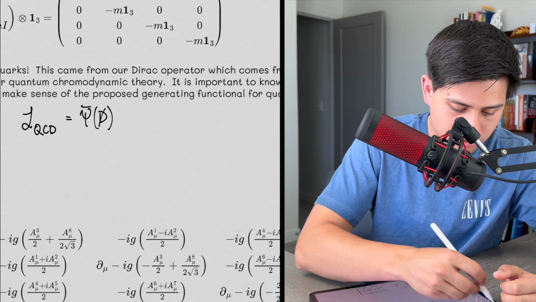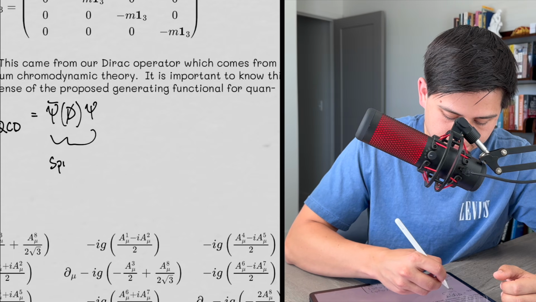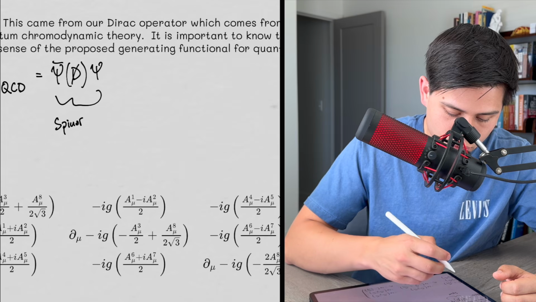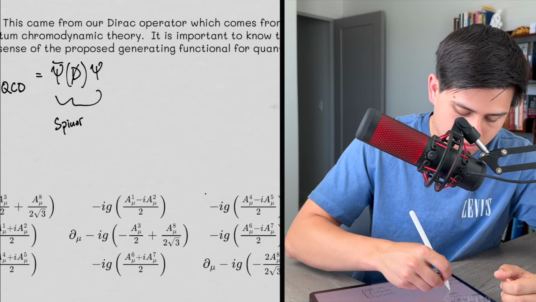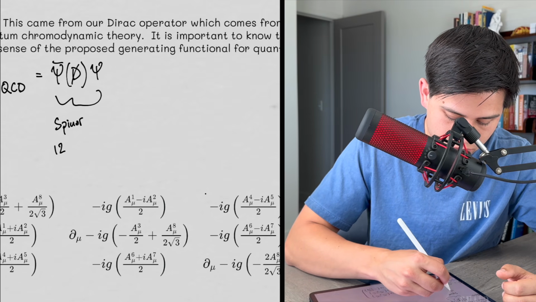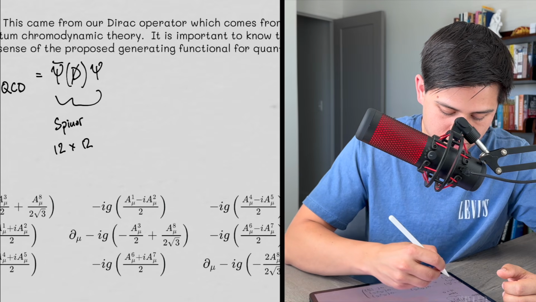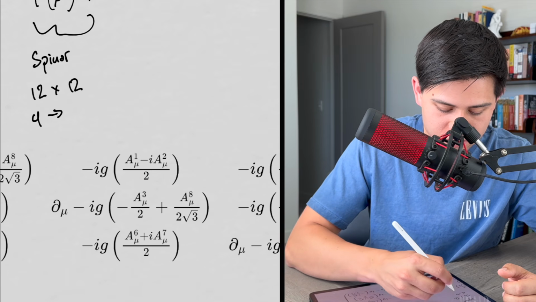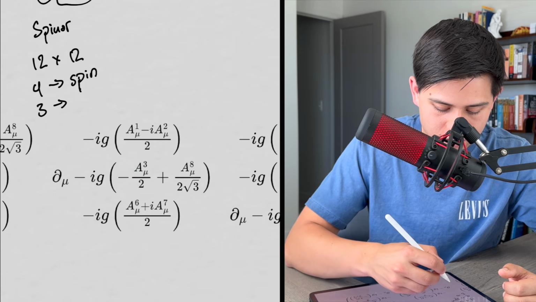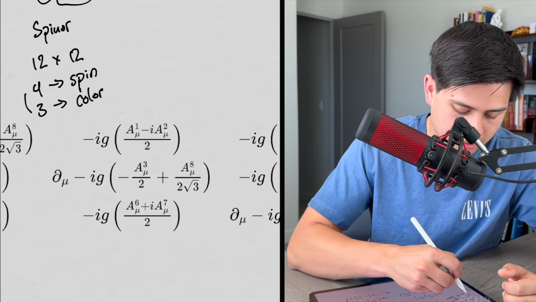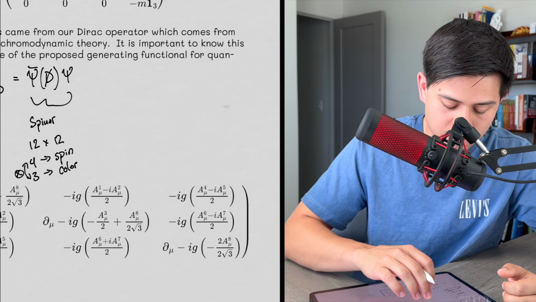My gosh, this pen is just so annoying sometimes. So this is our spinor part. This thing is a 12 by 12 matrix, right? And the reason it's 12 by 12 again is because we have 4 components for spin, and we have 3 components for color. And we have a tensor product mixing between the two, between spin and color.